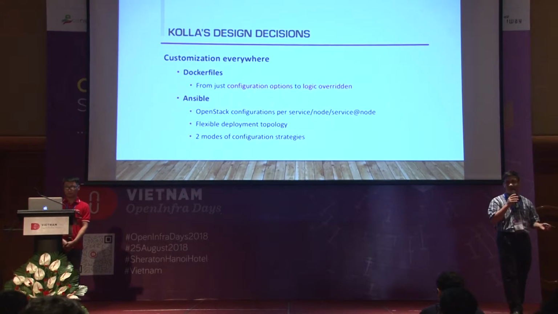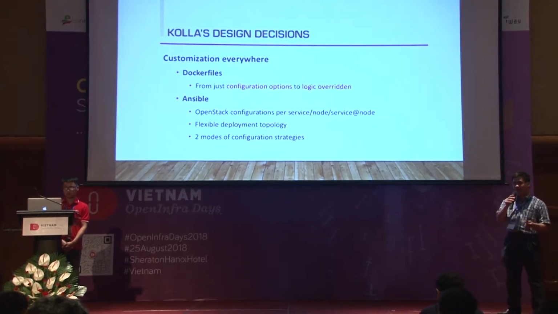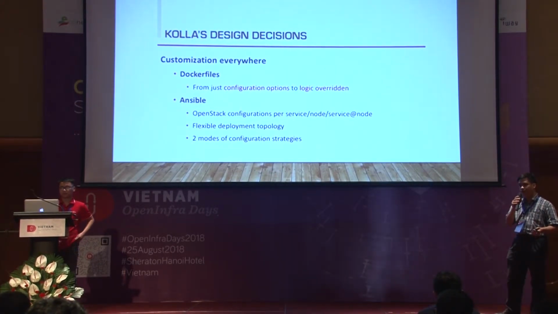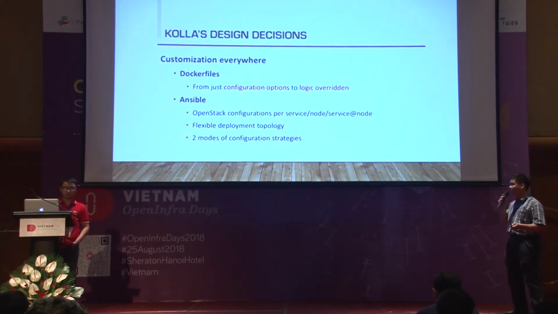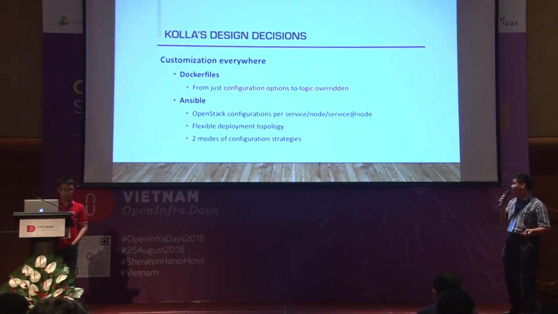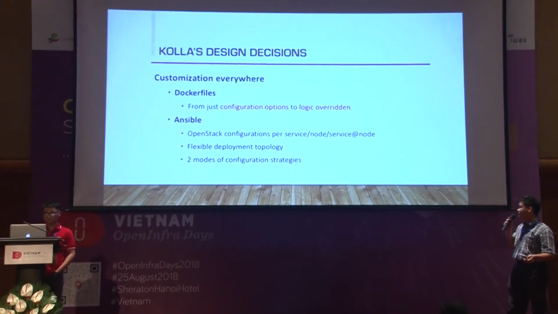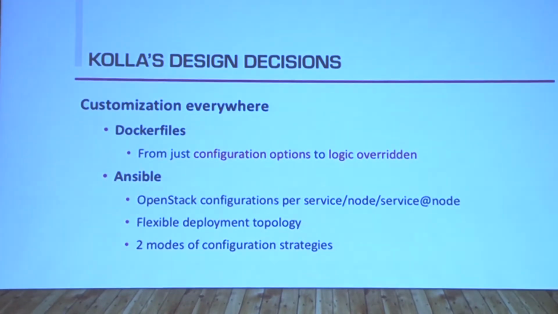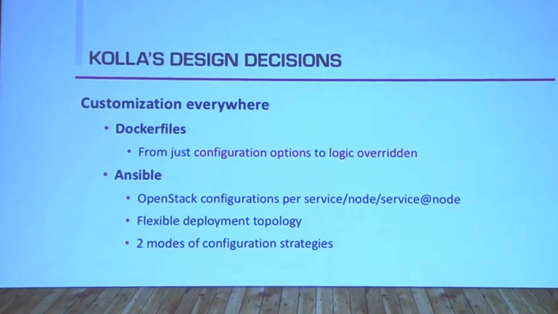But if we let users use all the logic algorithms, it is hard for a beginner to use Kolla, and Kolla is well balanced between configuration options and logic algorithms, especially in the Dockerfile. The second part is Kolla Ansible. Kolla Ansible allows you to configure OpenStack per service, per host, or per service on a specific host. And so it lets users have a flexible deployment topology.